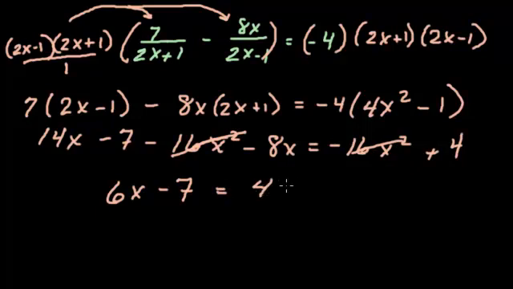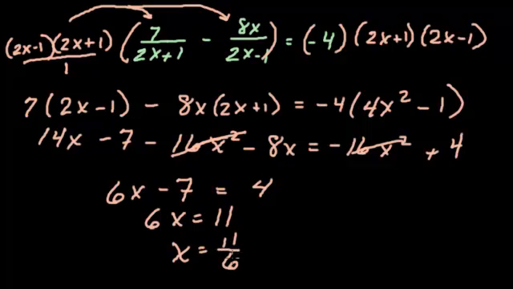Nice. This is, again, a linear equation in one variable. I say it's in one variable because there's just an x, no y. I'm going to add 7 to both sides. It's going to give me 6x equals 11, and then x equals 11 over 6. Nice answer, a conditional equation.